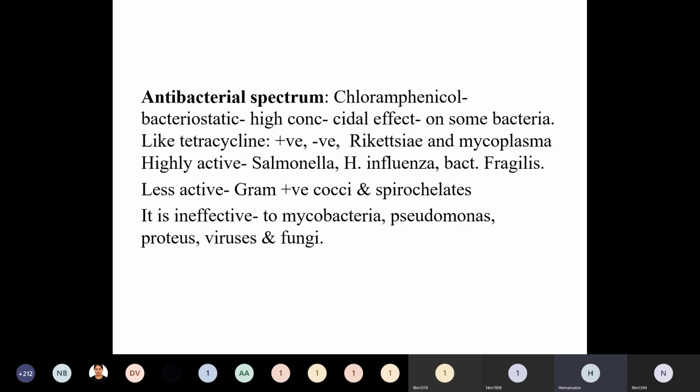So, antibacterial spectrum. It is bacteriostatic actually. At higher concentration, it produces cidal effects in some of the bacteria. The spectrum of activity is like tetracycline: gram-positive, gram-negative, Rickettsia and Mycoplasma. It's highly sensitive to Salmonella, H. influenzae, Bacteroides fragilis, and less active against gram-positive cocci, spirochetes, and it is ineffective against mycobacteria, Pseudomonas, Proteus, viruses, and fungi.